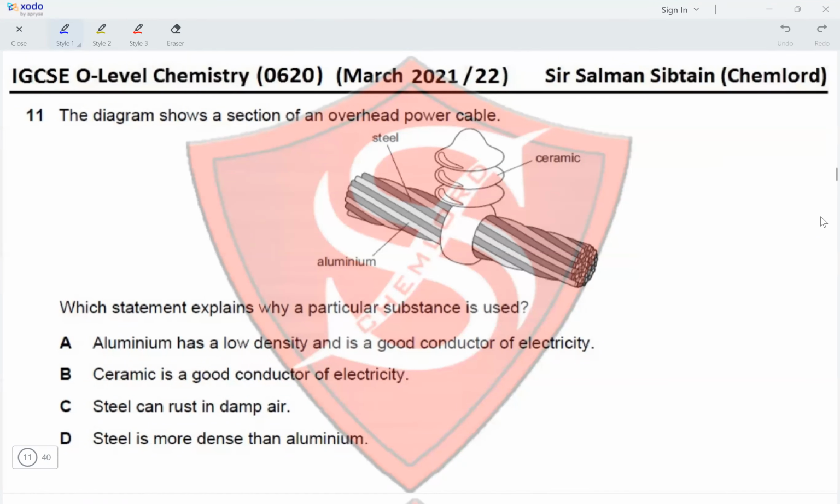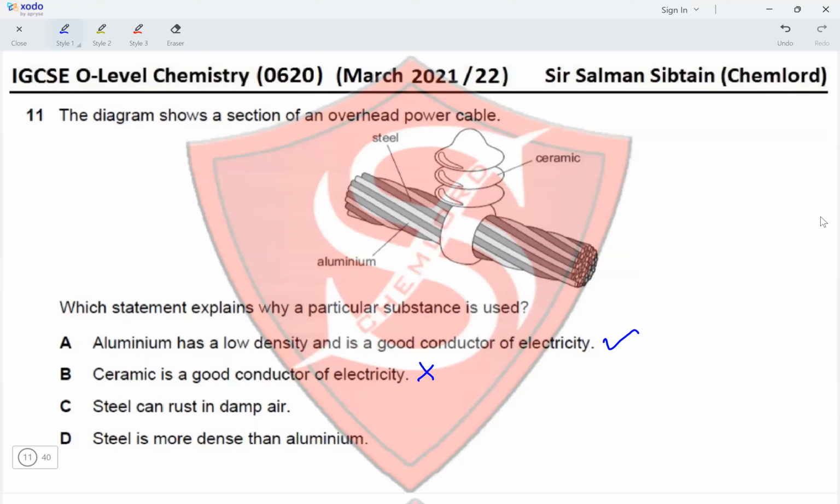Aluminum has a low density and is a good conductor of electricity. Yes, this is correct. Aluminum does have a low density and it is a good conductor of electricity. Ceramic is a good conductor of electricity. No, it is a very good insulator of electricity. So this is incorrect.